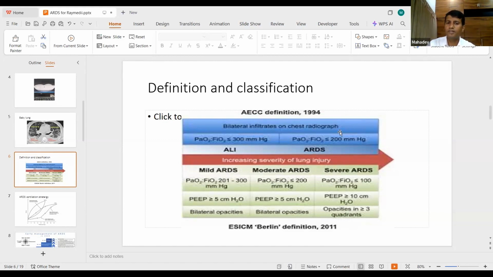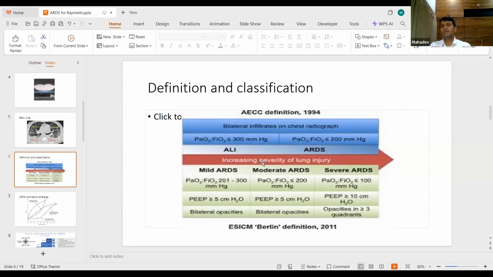There has to be bilateral infiltrates on chest radiogram. And if you take a PaO2 by FiO2 ratio, if it is between 300 and 200, it is called acute lung injury, which was not there earlier and has evolved now. It is acute in onset with bilateral infiltrates. And if the PaO2 FiO2 ratio is less than 200, it is called ARDS. So ALI can be mild ARDS also.